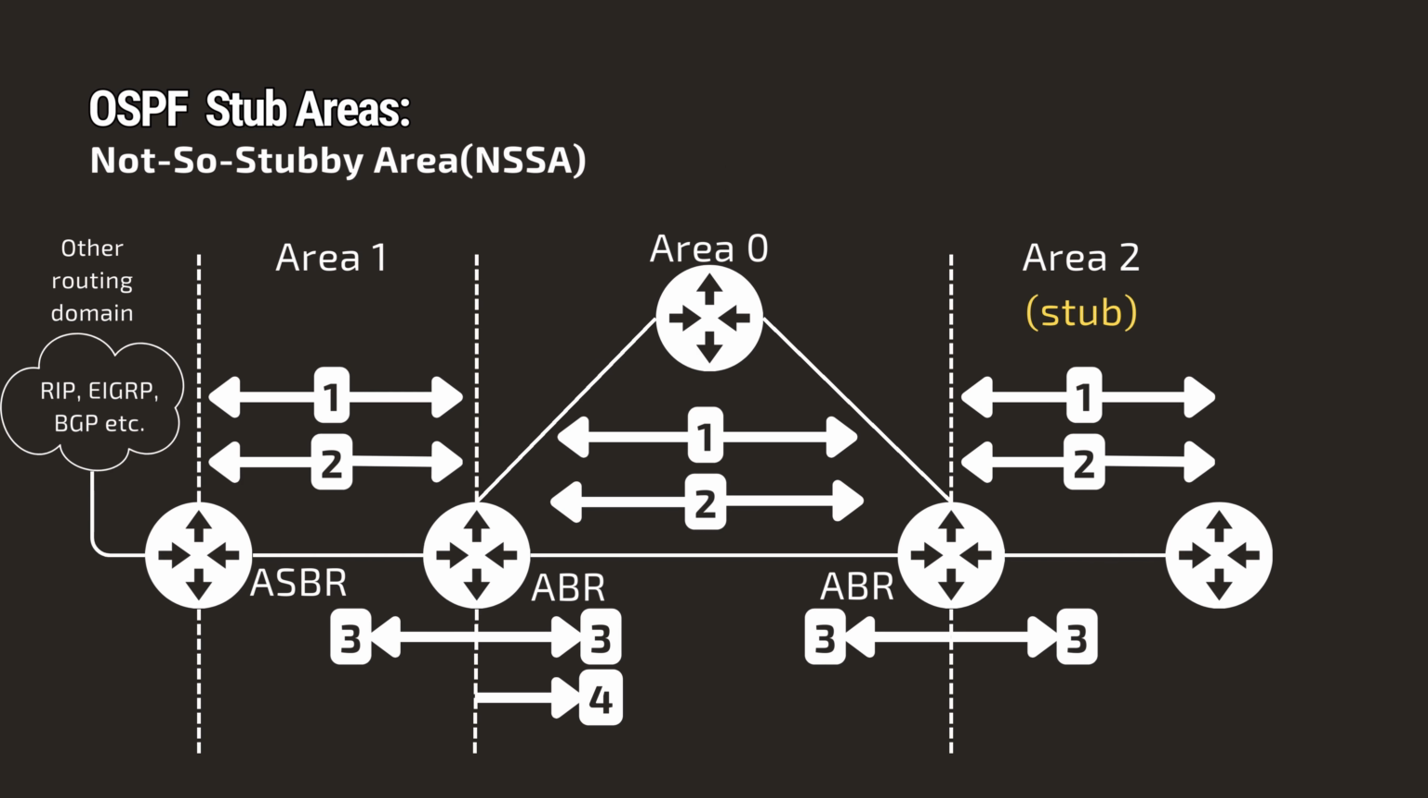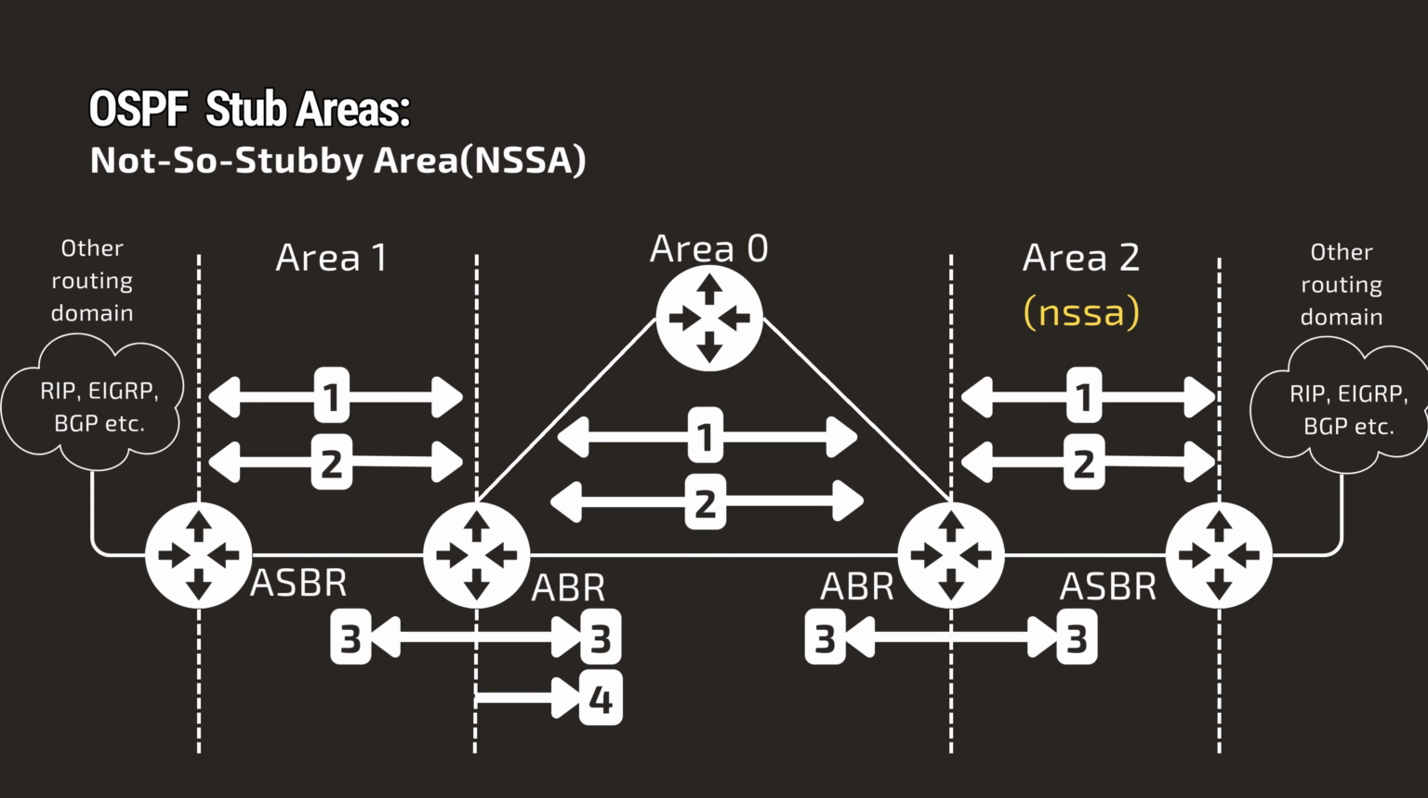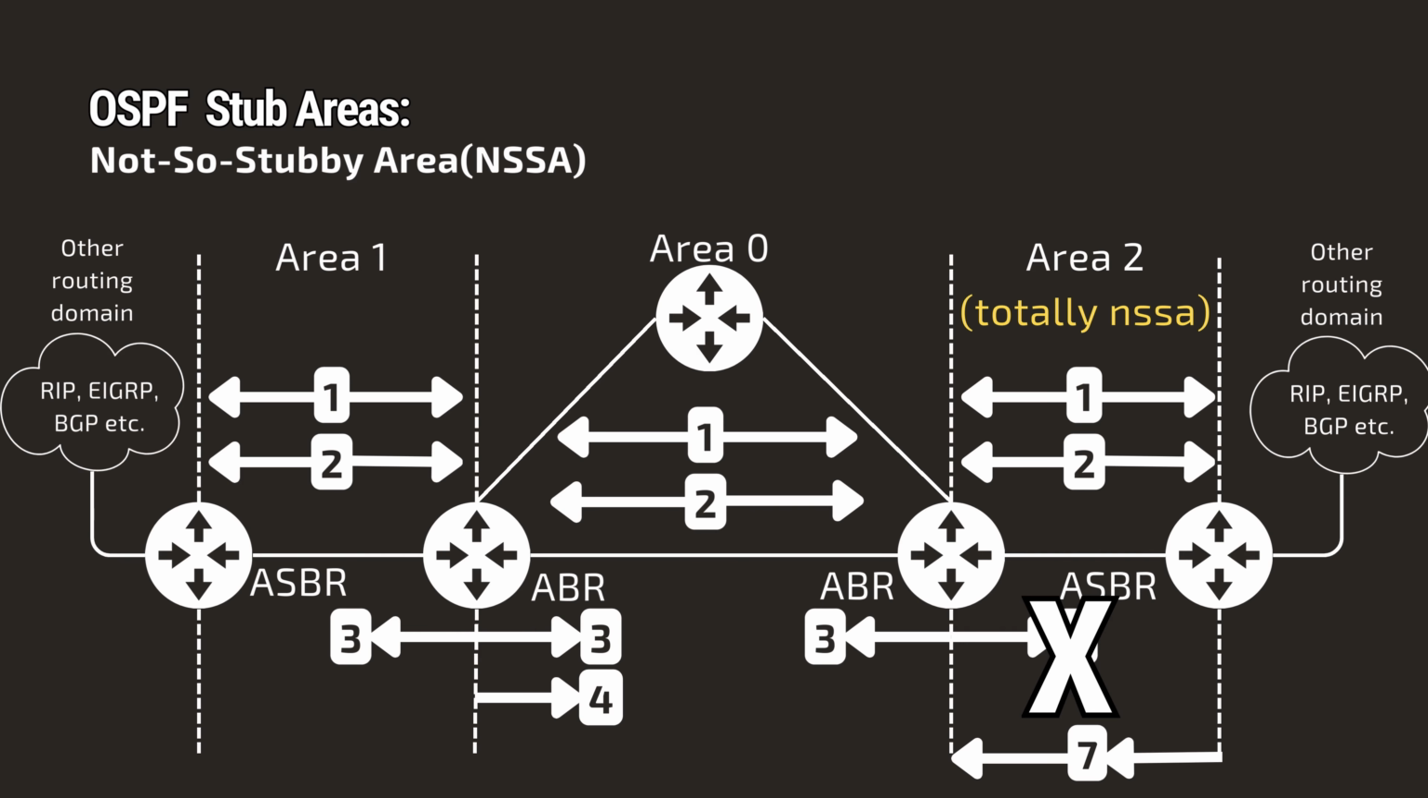If you really need external routes in your stub area, you can configure it as a not-so-stubby area. It uses Type 7 LSAs instead of Type 5. NSSAs can also be configured as a totally not-so-stubby area if you want to block Type 3 LSAs.